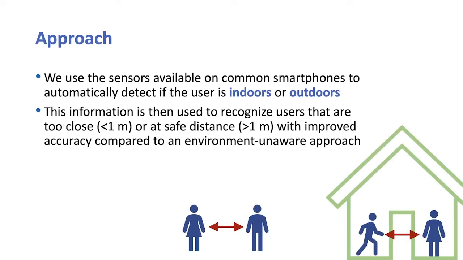Our approach is to use the sensors available on common smartphones to automatically detect if the user is indoors or outdoors. And then this information is used to recognize users that are too close or at a safe distance with improved accuracy compared to an approach that does not take into account the environment where people are.